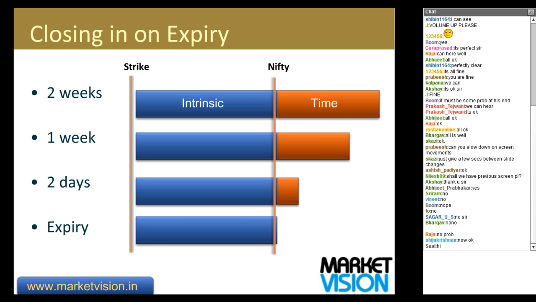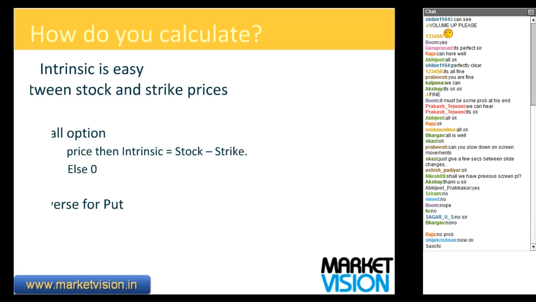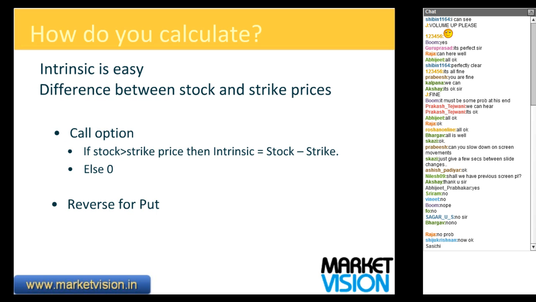The option decays over time. Now the point is, how do you calculate this option value? Intrinsic is obviously quite easy. This is the difference between the stock and the strike price. So the formula is, just find what the difference is.